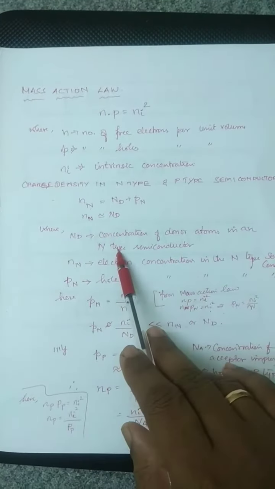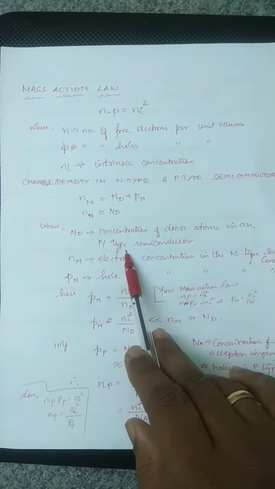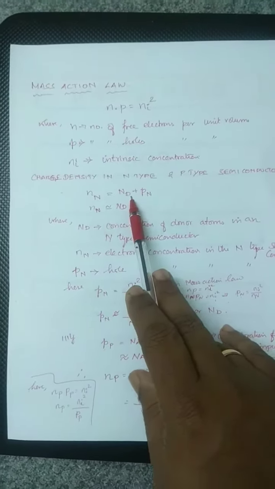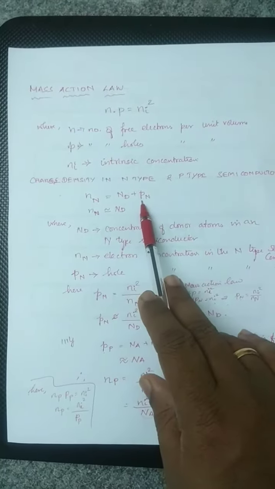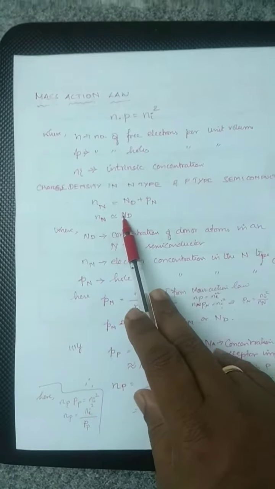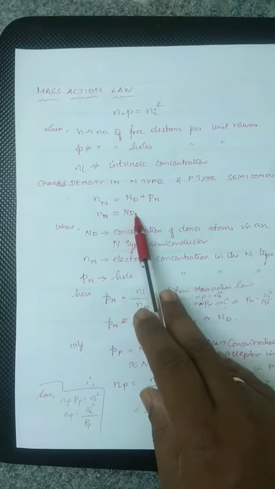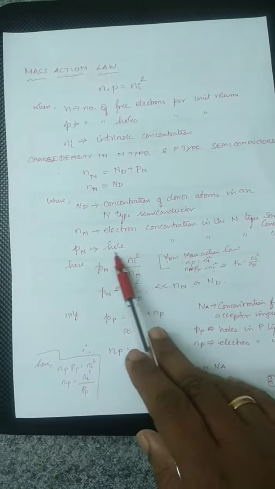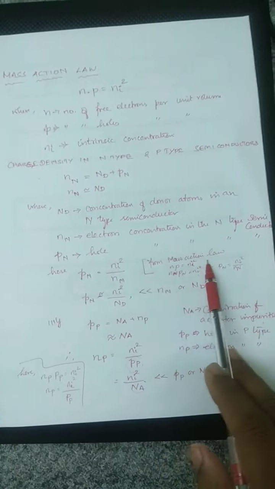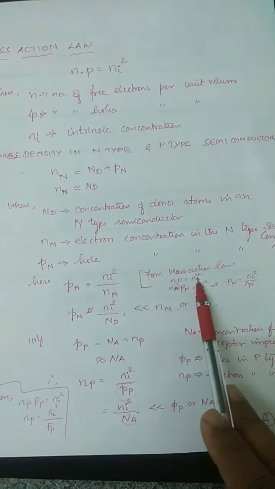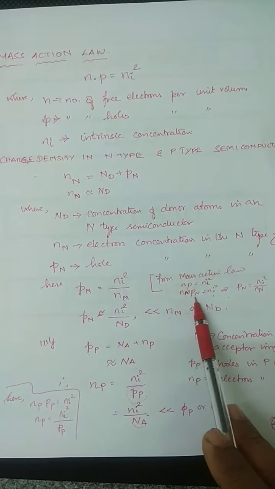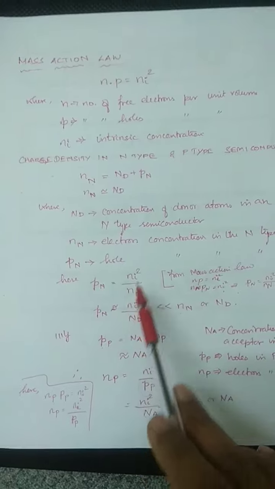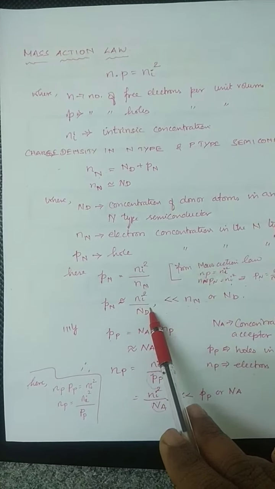Nd is the concentration of the donor atoms in an n-type semiconductor; since it is n-type, D is the donor. So Nn = Nd + Pn, and we can write approximately that this is equal to Nd. Similarly, if I want to know Pn, how did I come to this equation? It is from the mass action law: np = ni². I can write Nn times Pn equal to ni², so I can equate it and get this equation. I can say that this will be very, very small.